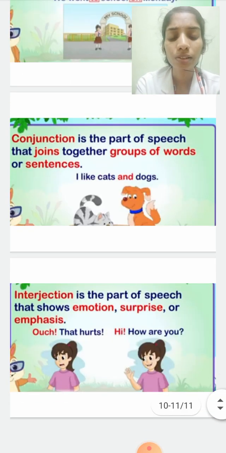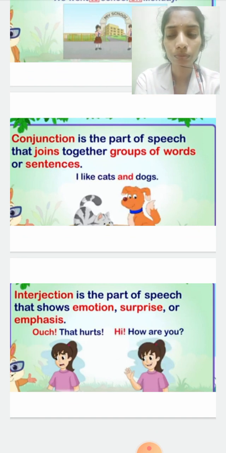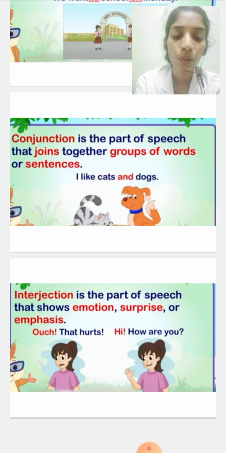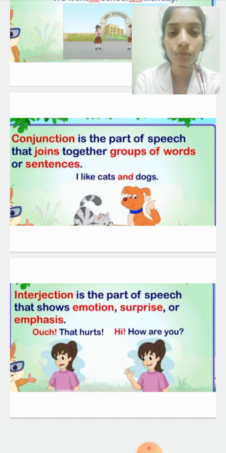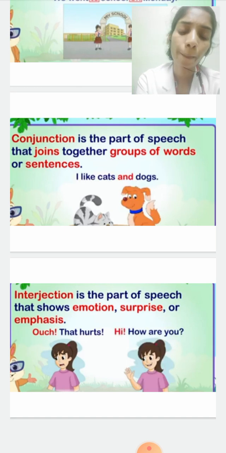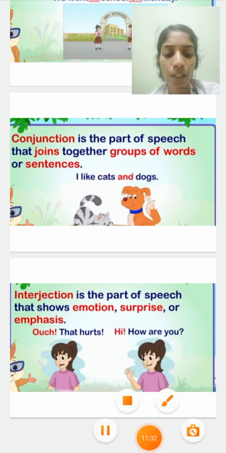So what are interjections? Interjection is a part of speech that shows emotion, surprise or emphasis. Whatever you are feeling, you just express it with that word. Ouch, that hurts. Hi, how are you? Like that we can use it, with emotion, surprise and emphasis.